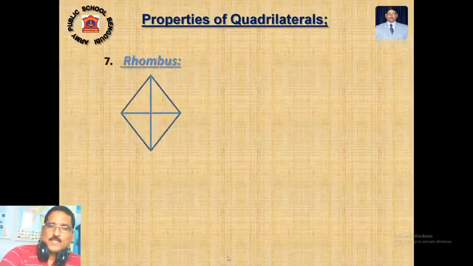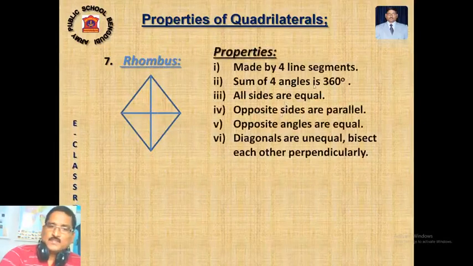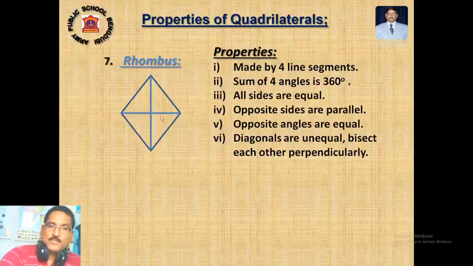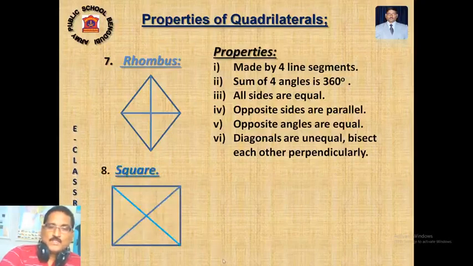Now next is the rhombus. All parallelogram properties are there. All sides are equal, opposite sides are parallel and equal, opposite angles are equal, diagonals unequal. Diagonals are unequal but bisected equally and perpendicularly. Here 90 degrees is formed. Now the last one is the square.